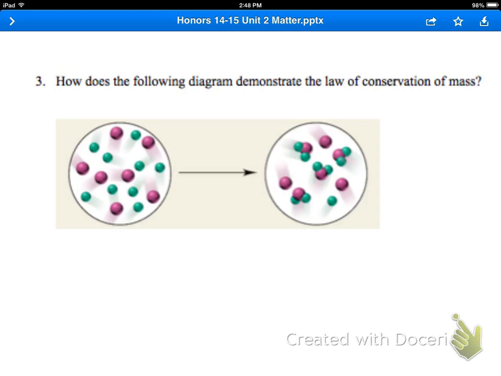So how does the following diagram demonstrate the law of conservation of mass? Again, shut off your video, think about this for a second, write down your notes, and then turn it back on and check and see how you did.